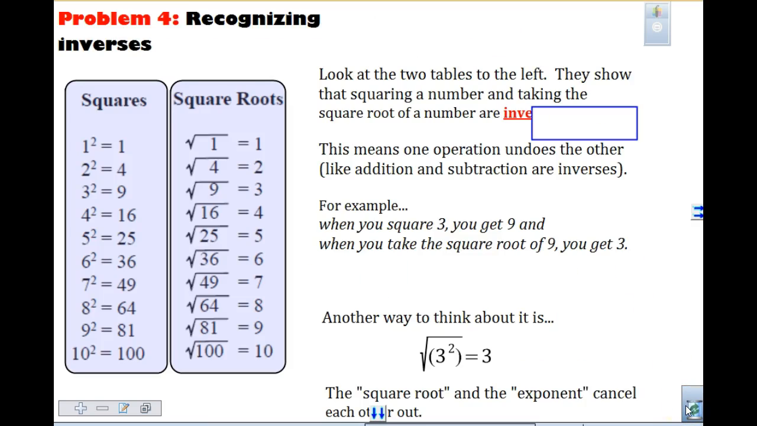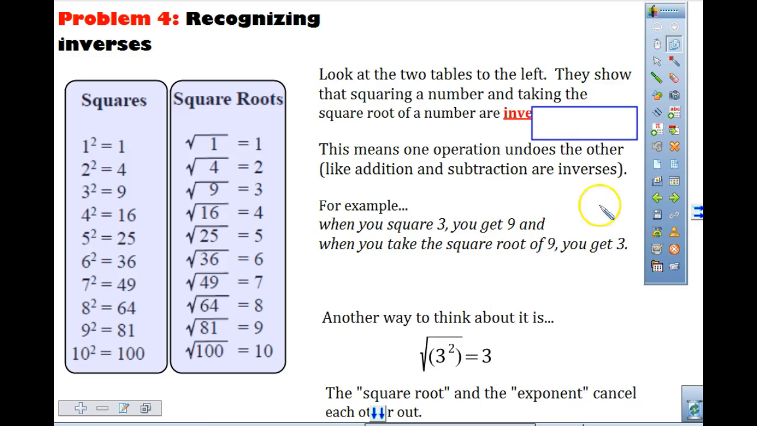All right. So, next page down in your notes. Last page for today before we look at your homework. It says when you look at the 2 tables to the left, they show you squaring a number and taking the square root. These are inverses. That's the word you want to fill in that blank. Okay? Inverses. This means operations that undo each other. Most common ones that you guys know are addition undoes subtraction, subtraction undoes addition, multiplication with division, right?